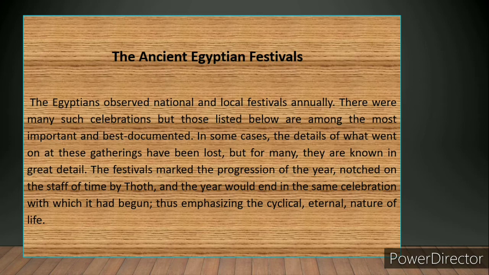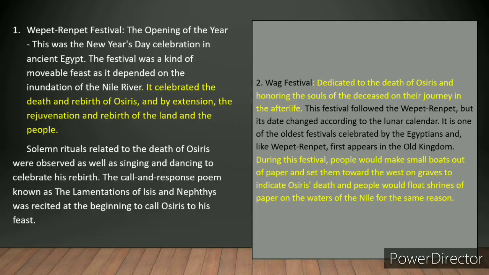In some cases, the details of what went on at these gatherings have been lost, but for many, they are known in great detail. The festivals mark the progression of the year, notches on the step of time of Thoth, and the year would end in the same celebration with which it had begun, thus emphasizing the cyclical, eternal nature of life. The first one is the Wepet Renpet Festival.